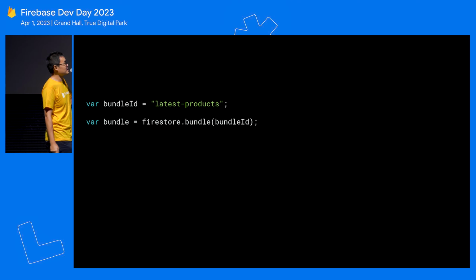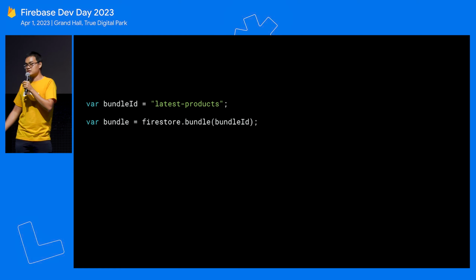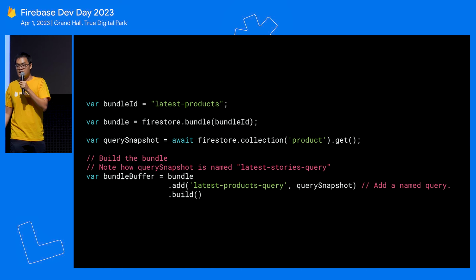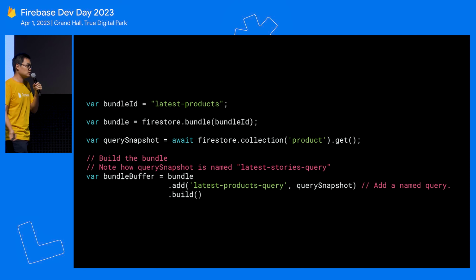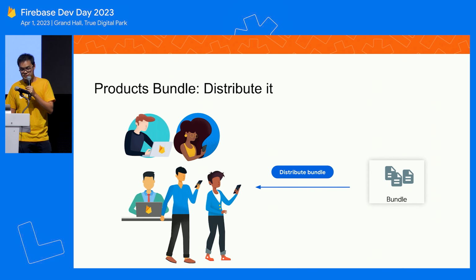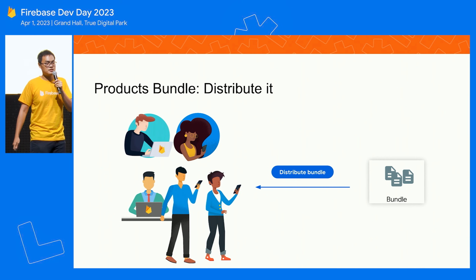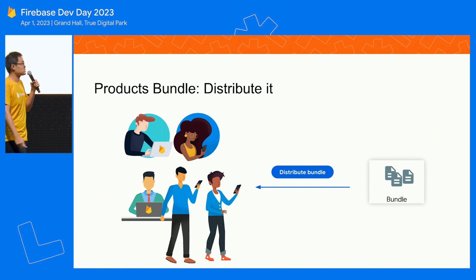So here's a very simple sample code of how it will look. Let's say you want to create a bundle of the latest products of today. You create a bundle, then you query what you want and put it into the bundle itself, and then you build that bundle. Now, with the bundle buffer, you can do whatever you want. You can save it in cloud storage, you can save it somewhere else, you can even download it. Once you have this bundle, all you need to do is distribute it to all your users. All your users will immediately hit the bundle instead of hitting your Firestore.